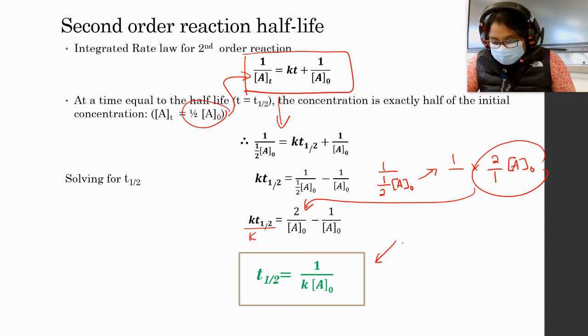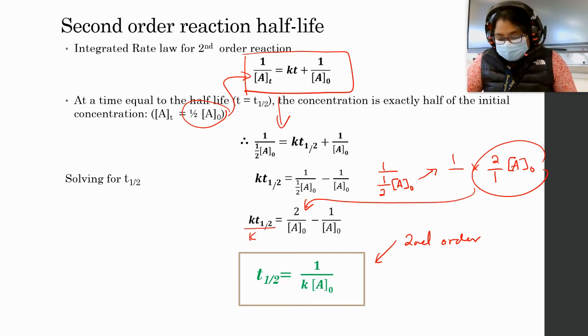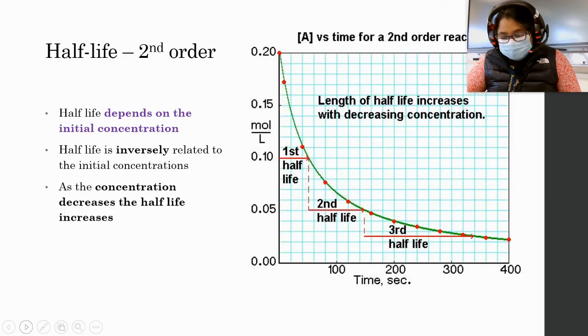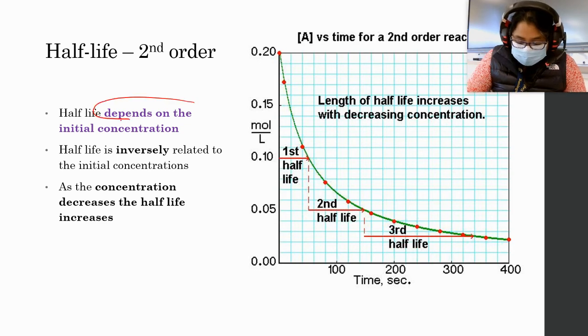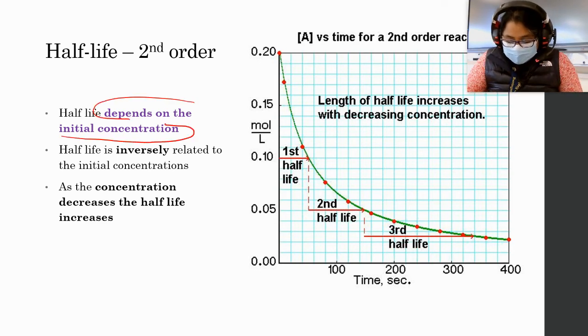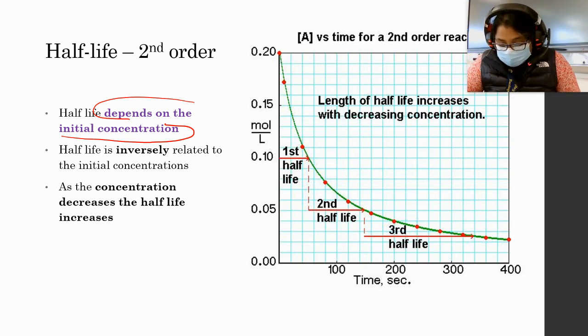So this is the second order half-life. Second order reaction half-life equation: T1/2 is equal to 1 over the rate constant times the concentration of A at time 0, or initial concentration. So let's look at what happens in a second order half-life. The half-life definitely depends on the initial concentration, and the half-life is actually inversely related to the initial concentration.